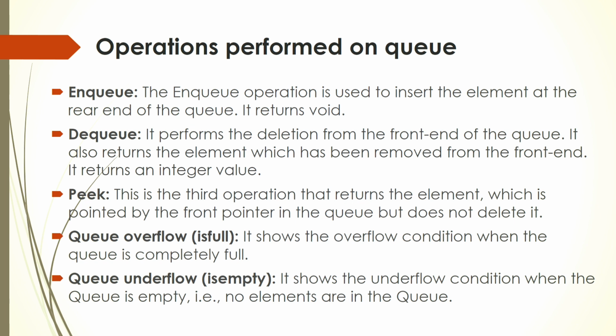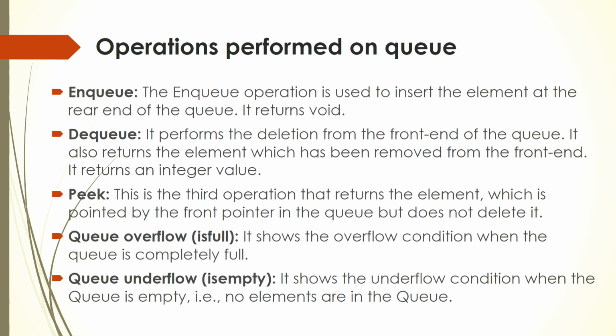The third one is peek. This is the third operation that returns the element which is pointed by the front pointer in the queue but does not delete it. Then the queue overflow, which is the is full operation. So what does this operation do? It shows the overflow condition when the queue is completely full. And the final one is queue underflow. It means the is empty operation. It shows the underflow condition when the queue is empty, that is, no elements are in the queue.